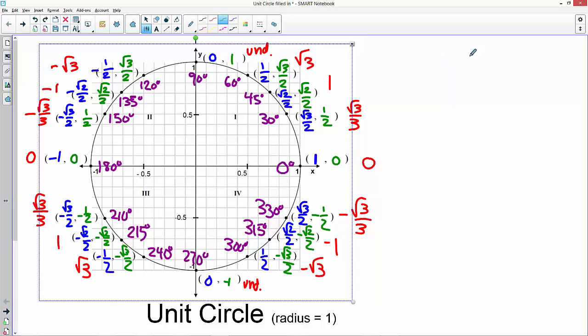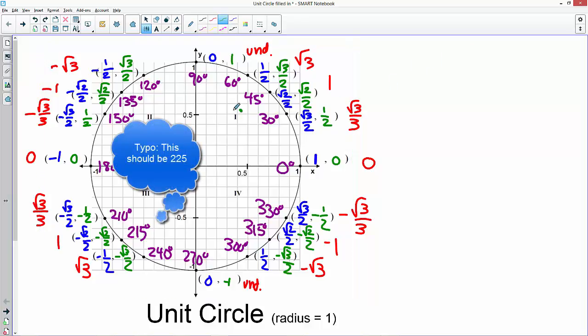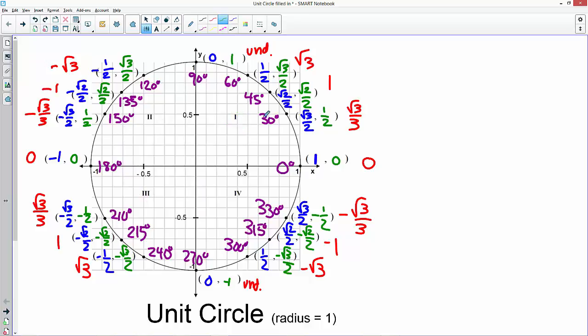Okay, so pause the video, take a look at this unit circle all filled in. Make sure all your numbers match. Make sure you remember that you know which quadrants it is. We're going to need that to answer questions later, okay? And pause the video, fix up your unit circles, make sure they look beautiful like this, and then keep going.